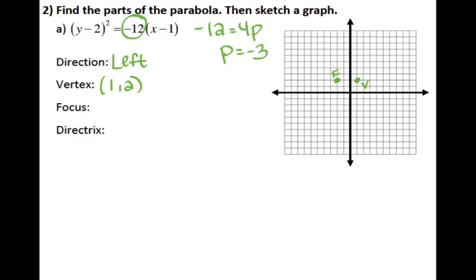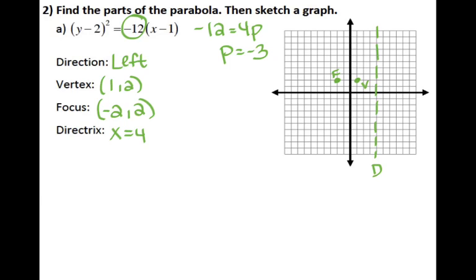So when I move 3 units to the left, that changes my x-coordinate. So I'm taking 1 and moving it 3 units to the left, so that puts me at -2, 2. And then I can go 3 units in the opposite direction. 1, 2, 3. And there is your directrix. And that is at x equals 4.